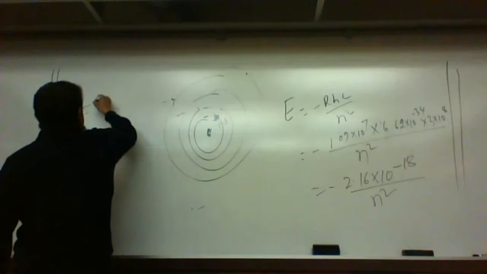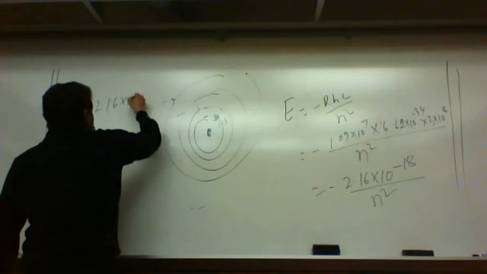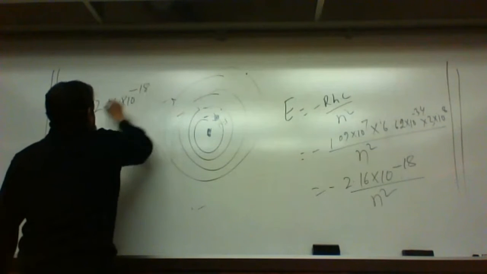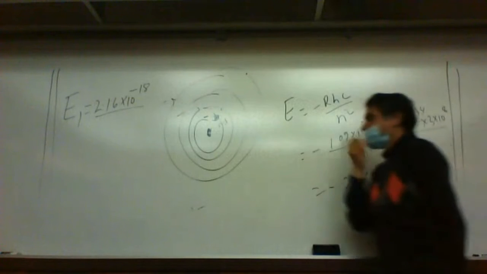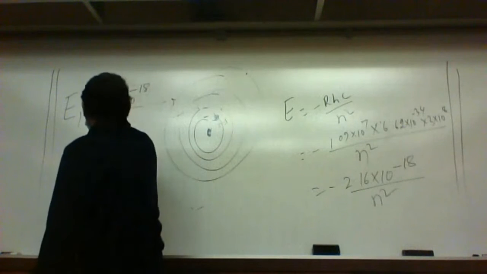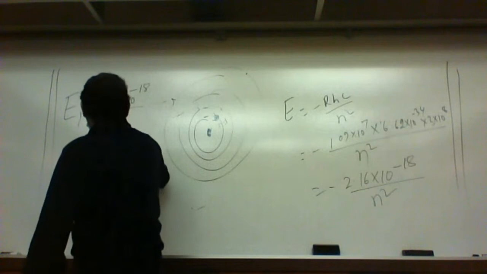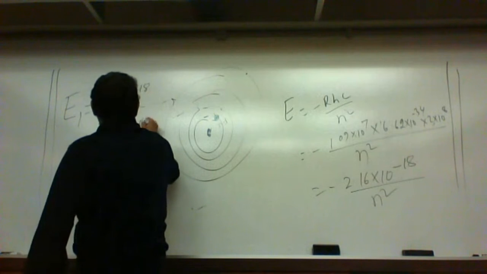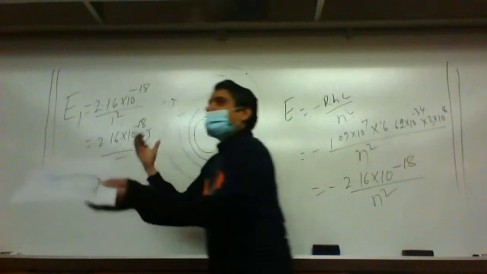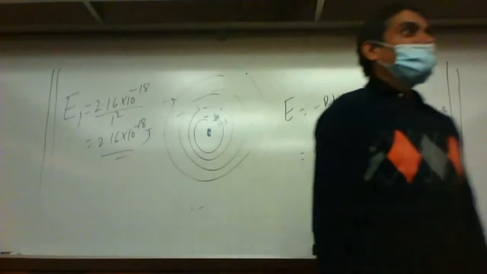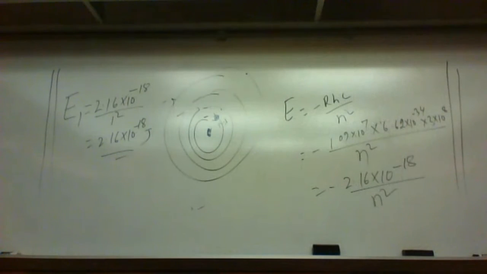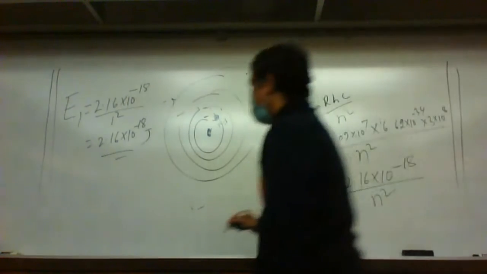E1 is equal to 2.16 × 10 to the power minus 18. Now 1 means n is equal to 1. 1 square is 1. And put this number in the calculator. The calculator says that much, minus 18. So if the electron is in the first orbit, that much is the energy of the electron. Make sense? One electron.